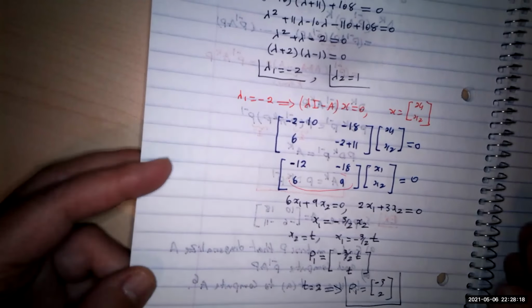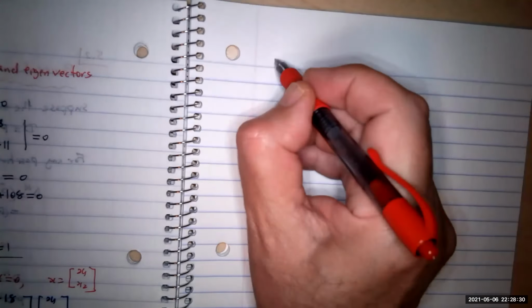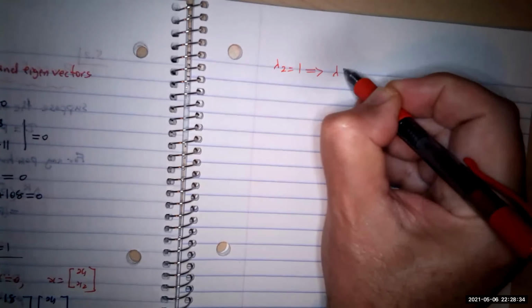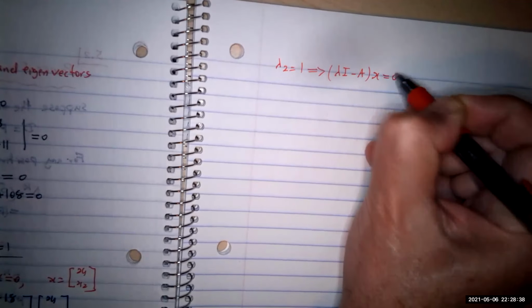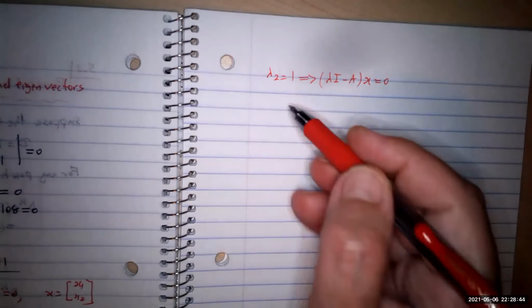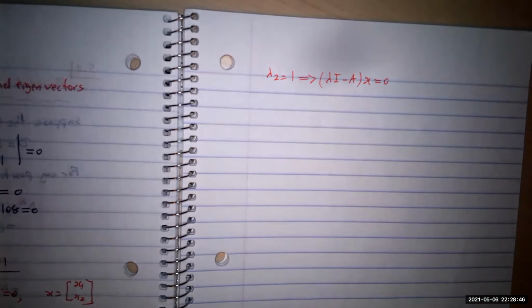We do the same to find the eigenvector for lambda 2. Okay, so there you are. We continue. So we go with the second one. Lambda 2 is 1. So we are going to form again (lambda I minus A) times x equal to 0, and then we are going to substitute again.